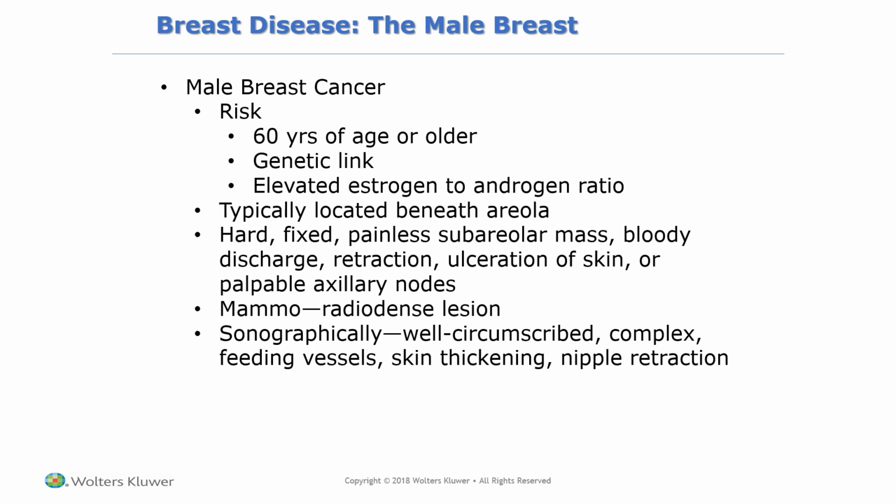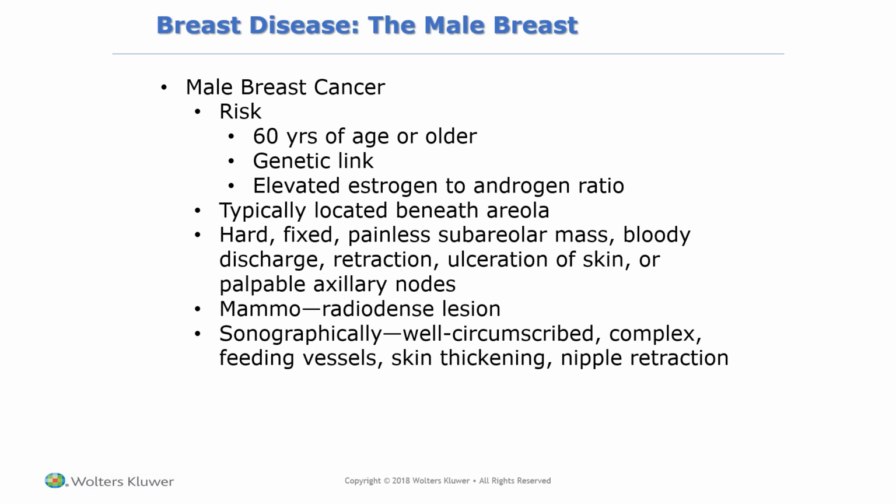When they do identify a male breast cancer, it's usually beneath the areola, and it's going to follow those same characteristics that the female breast cancer followed. So it's going to be hard, fixed, painless, may cause bloody discharge, will often cause retraction of the architecture of the breast, can result in ulceration of the skin, and then palpable axillary nodes. So very much similar to the female breast cancer.